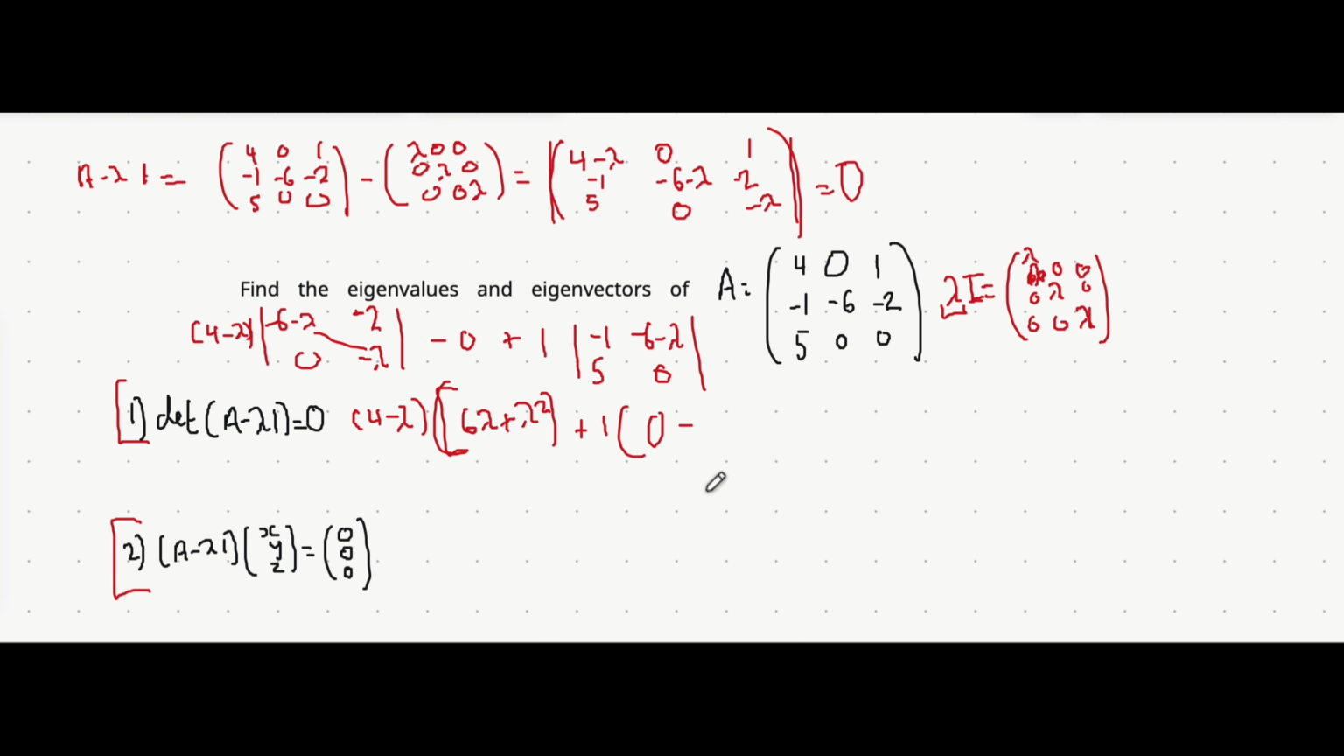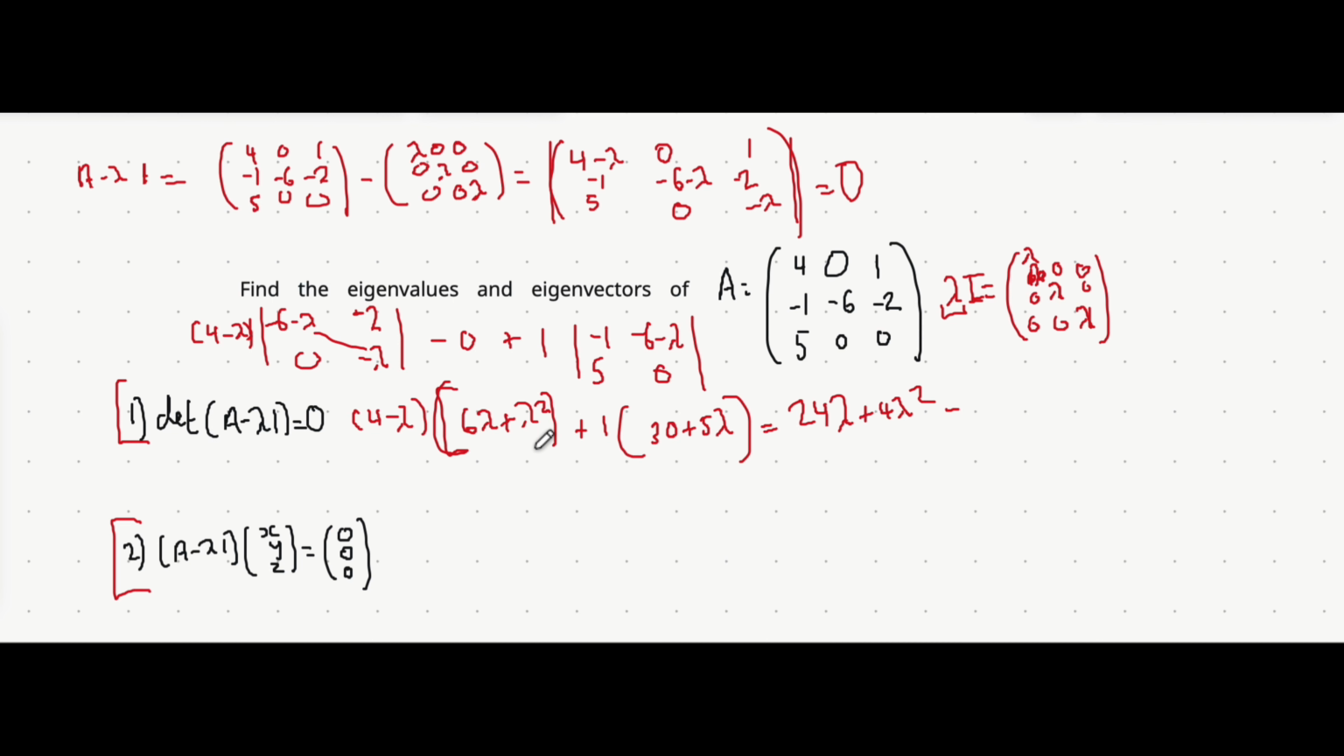So I'm just going to very quickly do that. 30 plus 5 lambda. And now we can multiply the brackets. So 4 times 6 lambda is 24 lambda. I'm saying that quite low here, lambda. But 4 times lambda squared is plus 4 lambda squared. Minus lambda times 6 lambda.